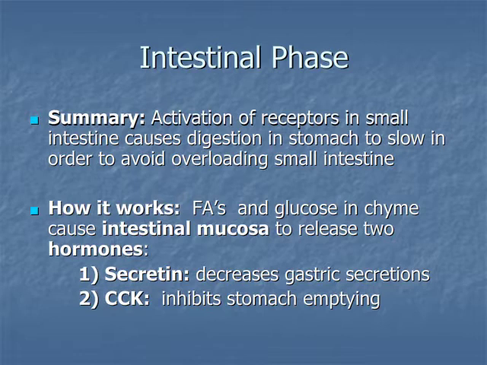The other hormone is called cholecystokinin, or CCK, and CCK is also generated in the intestinal epithelium, but it travels to the stomach where it inhibits stomach emptying. That is, it slows down the muscular contractions of the stomach. And so in a nutshell, the intestinal phase is a way to basically put the brakes on gastric digestion to prevent the intestine from becoming overloaded from food that's being processed by the stomach.